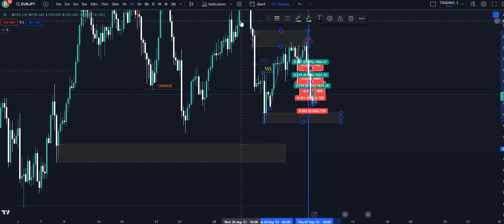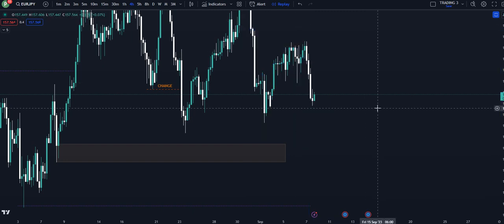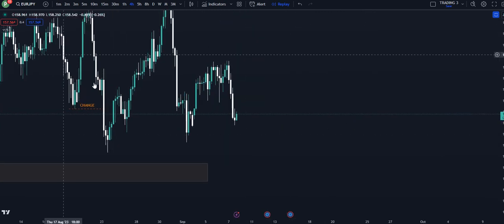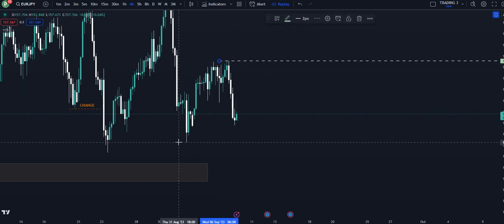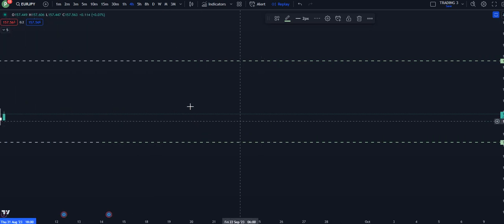Alright, here we go. And we're going to be looking at the recent swing high and recent swing low to see where we are. So this is the current high of the market, and this is going to be the current low here.